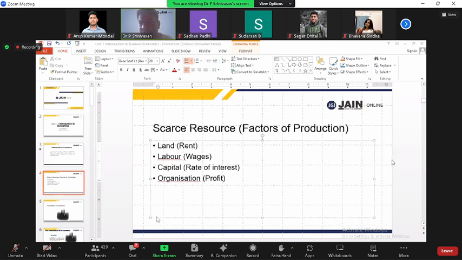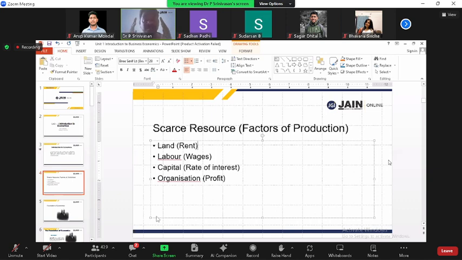Okay, now there are four factor inputs we often refer to. Whichever economics textbook you take, they often refer to these four factor inputs: land, labor, capital, organization. Why do we call them scarce resources? Because the reward for land is rent, the reward for labor is wages, the reward for capital is the rate of interest, and the reward for organization is profit.